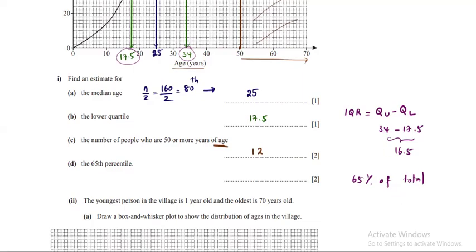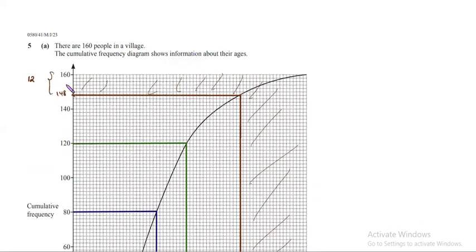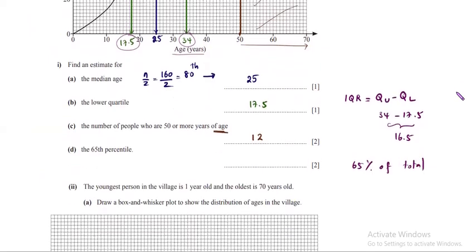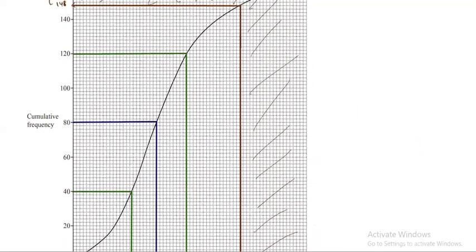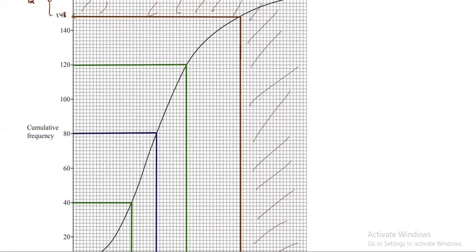Which means 65% of the total, where the total frequency is 160. So I need to do 65% of 160, which means 65 over 100 times 160. When I do this, I end up getting 104, which means we need to find the score in the 104th position. 104th position means in the y-axis, we need to see where 104 is. So this is 100, this is 102, and we have 104 here.